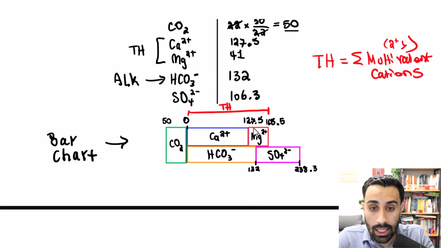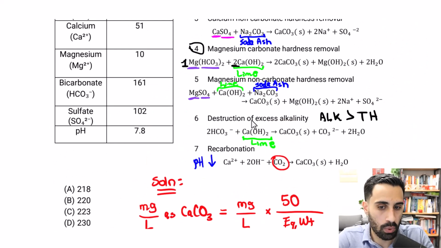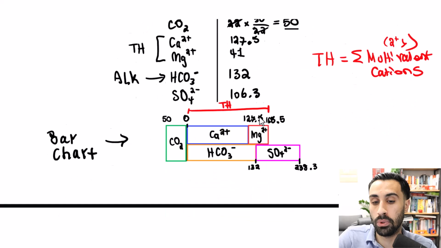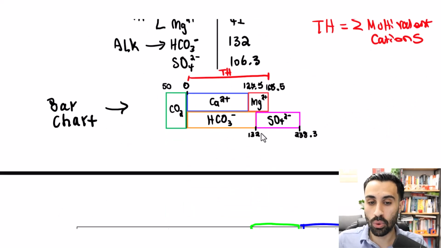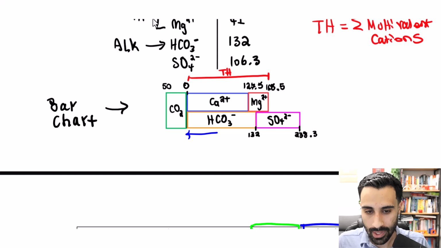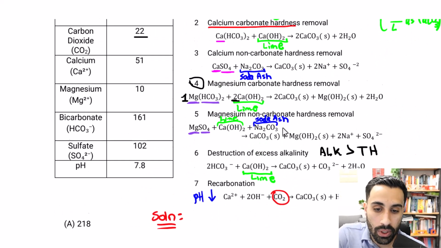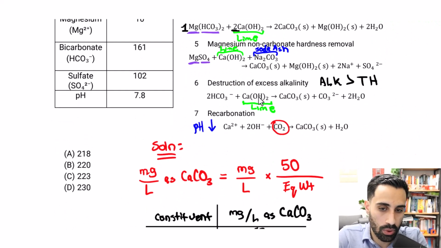And the last thing is that lime is used when we destroy excess alkalinity. Do we have excess alkalinity? Excess of the total hardness. Do we in this case? We do not. Notice the alkalinity is this part. Alkalinity is 132, this value. So the total hardness is 168.5. Alkalinity is below. We do not have any excess alkalinity. So here, this step, we just use 0 lime. We do not use that. And this last step, number 4, does not use any lime. It's not in the equation.